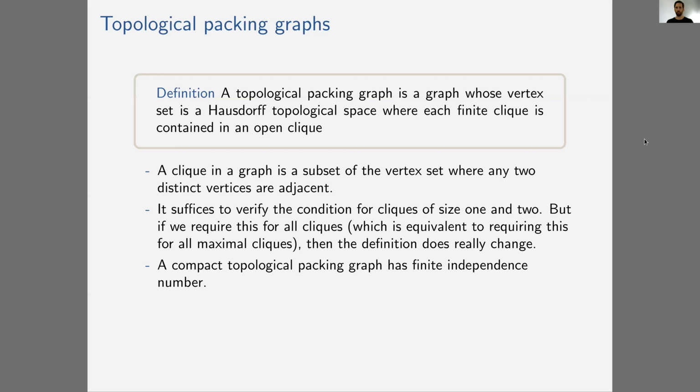So this isn't really restricting the graphs in any way, because you can always just impose the discrete topology, and that turns any graph into a topological packing graph. But the restriction we get is, for instance, if we require our graph to be compact. Then you can prove that a compact topological packing graph always has finite independence number. In this lecture, I want to show hierarchies that converge in finitely many steps to the independence number, so it's going to be really convenient that the independence number is actually finite.